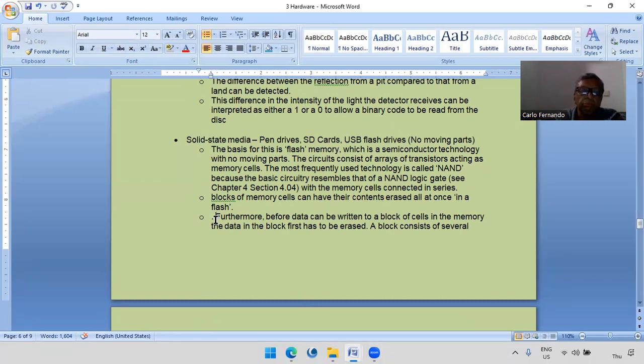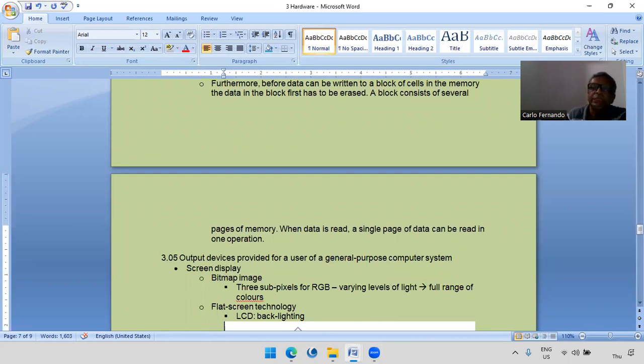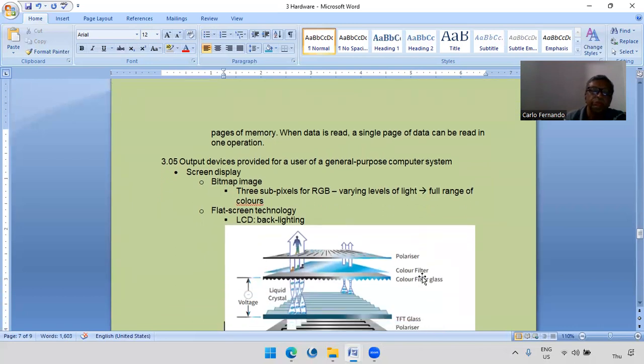Furthermore, before data can be written to a block of cells in the memory, the data in the block first has to be erased. For writing, you have to erase it. A block consists of several pages of memory. Memory is broken down into sections, and they are called pages. When data is read, a single page of data can be read in one operation. In one operation, one page can be taken out.